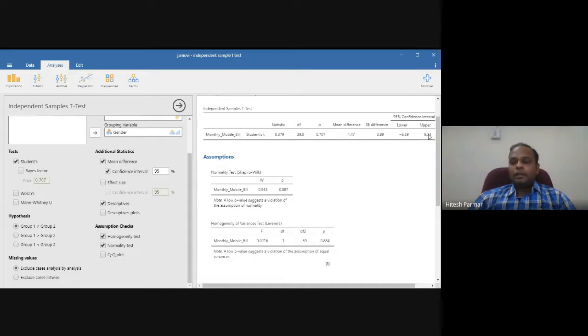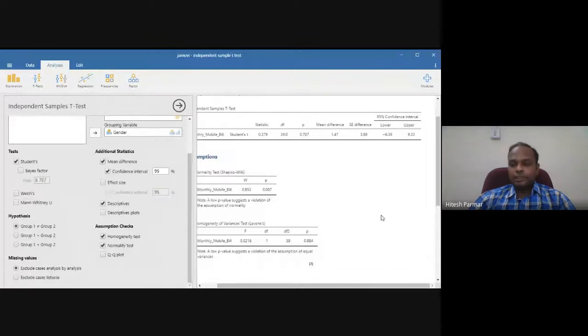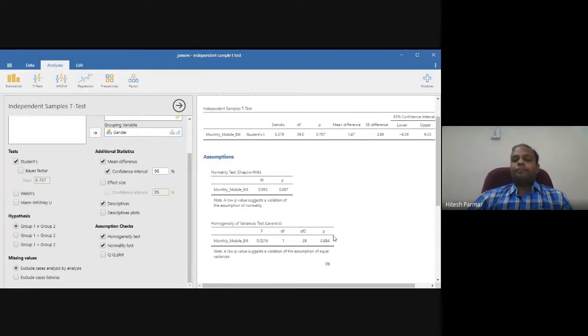So the limit is also negative, which indicates that there will be some situations in future in which the male mean will be higher than the female mean. This time, by default, you get a female monthly mobile bill higher than the male one. But in future, you will have a situation when the male mean will be higher than the female. Is it okay? Clear, everyone?